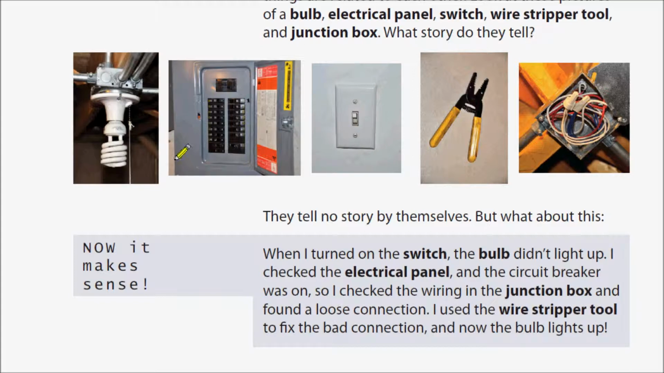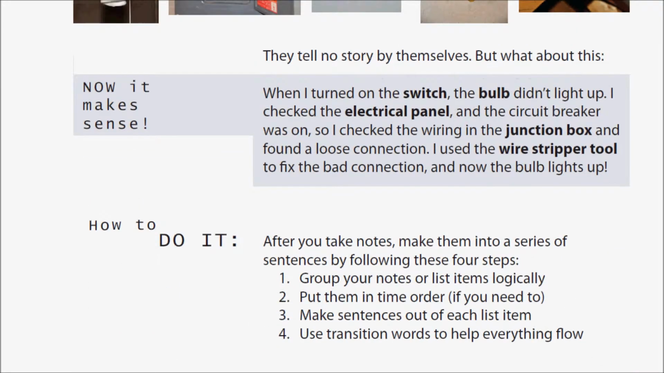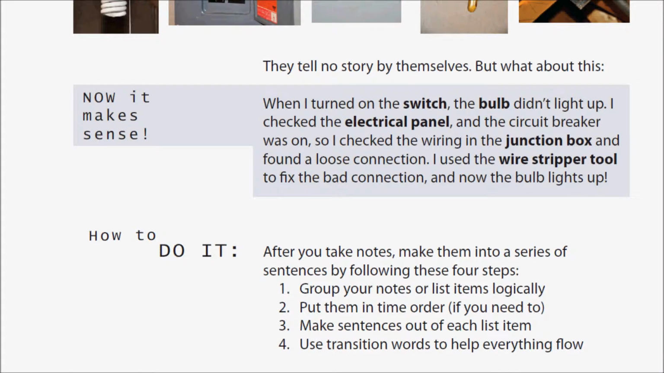So see how what happens is when you have this story and you have more words than just a list, it gives you an understanding of what's going on, why these things are here, and how they're related to each other. All right, so it's something that you need to do if you're going to communicate in writing. And this is how to do it. After you take notes, you just make them into a series of sentences by following these 4 steps.